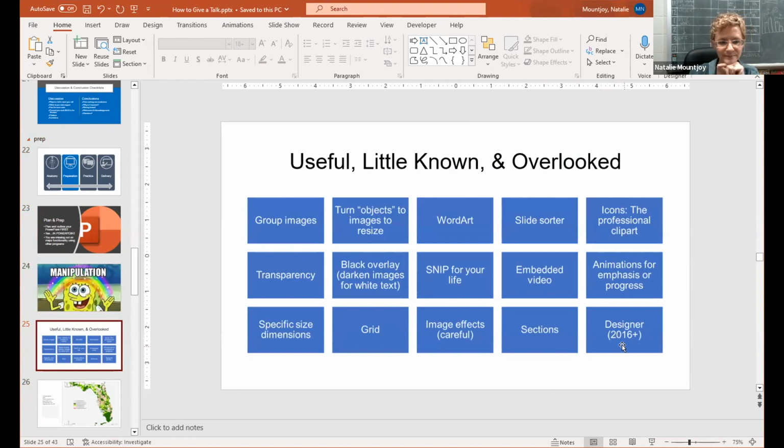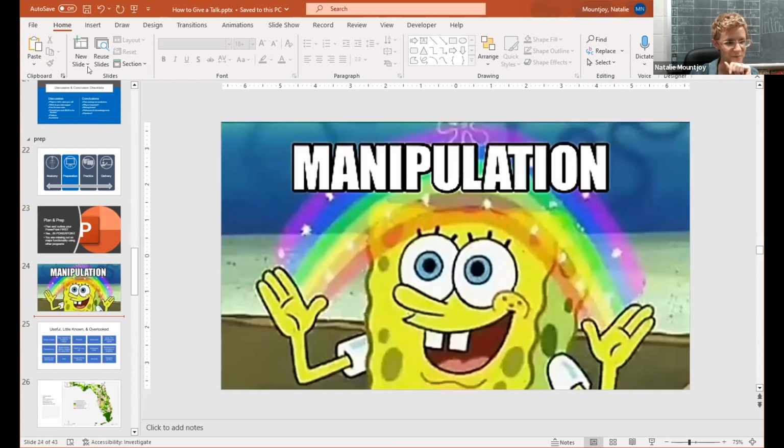Designer is awesome, but it is a tool, and like any other tool, it will only be as useful as you can make it be for yourself. The way Designer works, I'm going to come back to my SpongeBob slide.